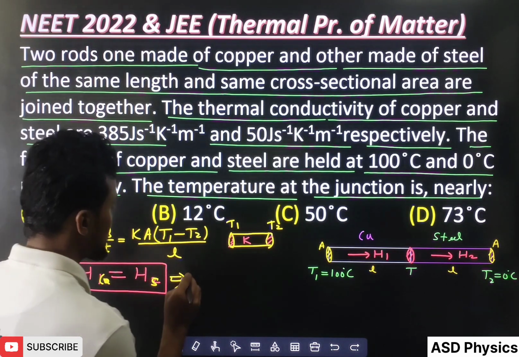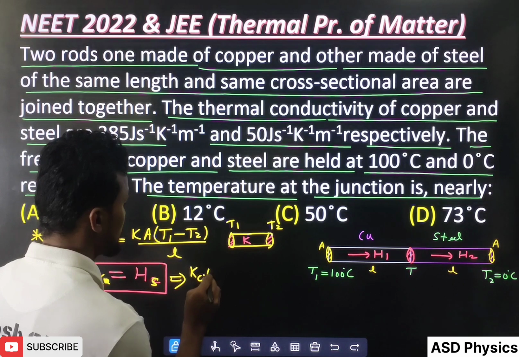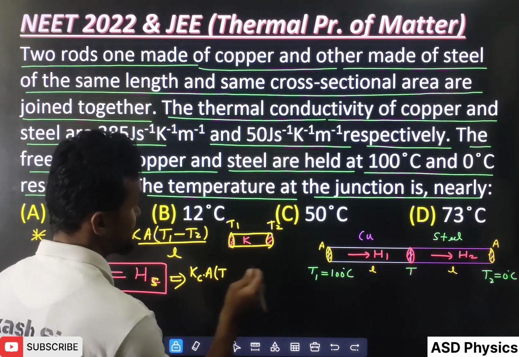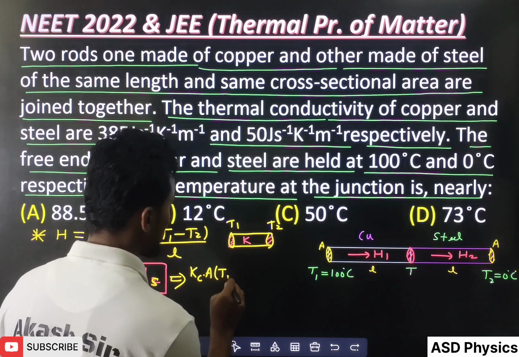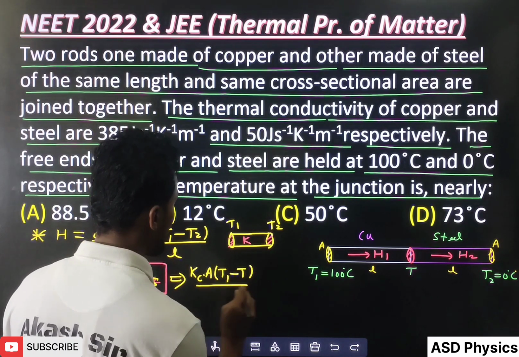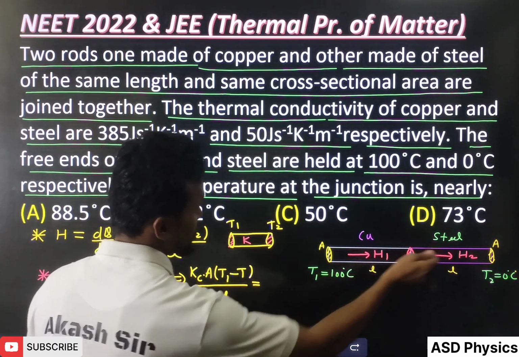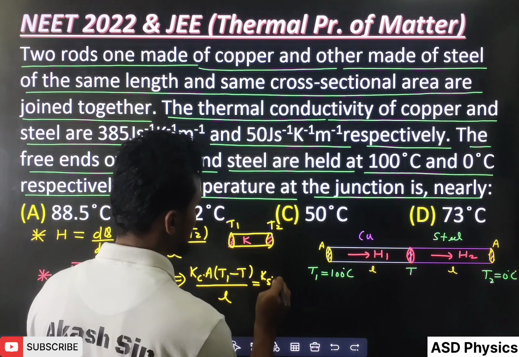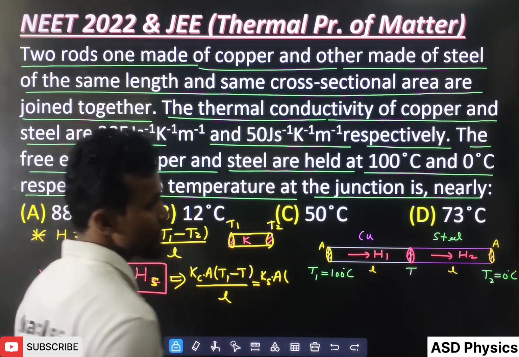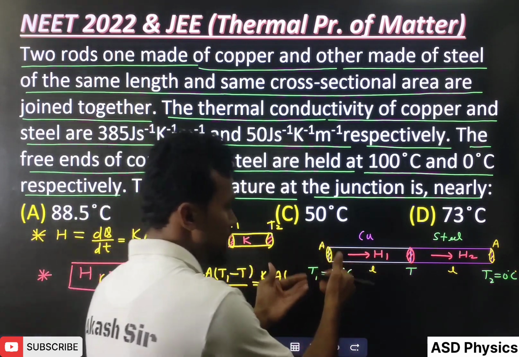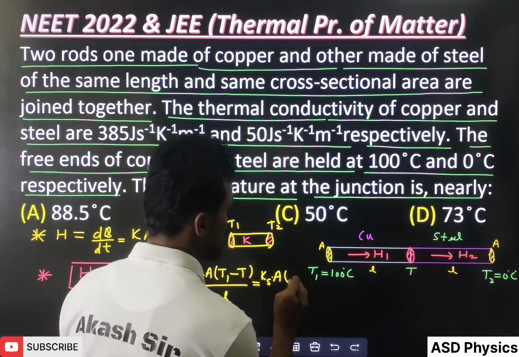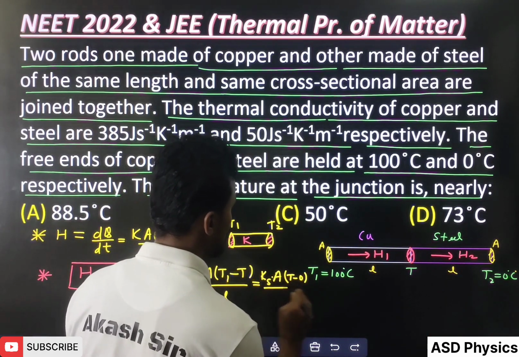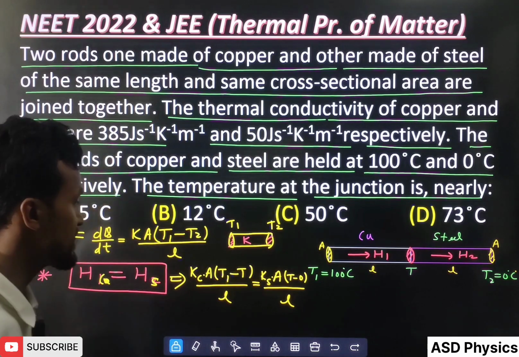Okay. Now Hc how much here? See, Kc into area of cross section, temperature difference between the ends, this is T1, this is T. So T1 minus T by L is equal to, for the steel, Ks, A, temperature difference. Heat always flows from high temperature to the low temperature. That's why we have taken like this. What is the H2? It is given here T minus 0 by L. Is it? Can you see here?